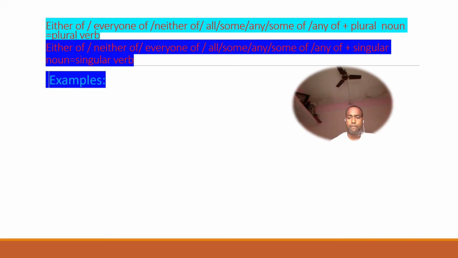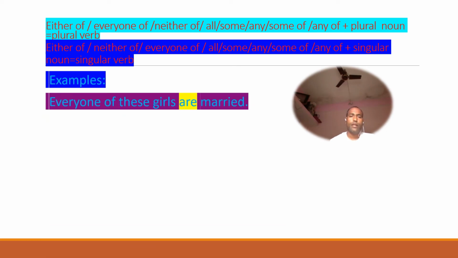Let us see. Every one of these girls are married. Everyone, if we have only every, then we will be using a singular verb. We learned that in the previous examples. But here, everyone and of, and after that there is these girls. These girls, we find here a plural noun. So we use are.